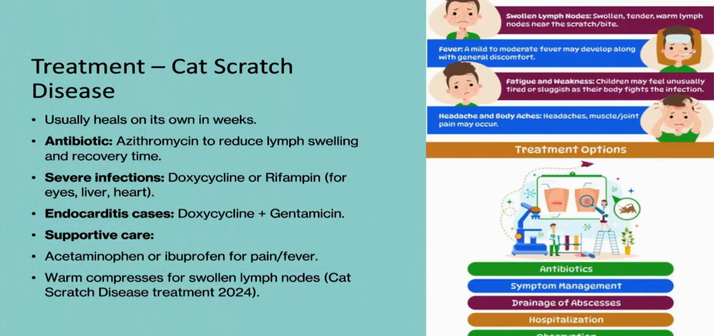Most cases of cat scratch disease heal on their own within a few weeks, but antibiotics can help reduce symptoms and prevent complications. Erythromycin is often prescribed to decrease lymph node swelling and shorten recovery time. For more serious infections that affect the eyes, liver, or heart, stronger antibiotics such as doxycycline or rifampicin may be used. In rare severe cases like heart valve infection, a combination of doxycycline and gentamicin may be required.